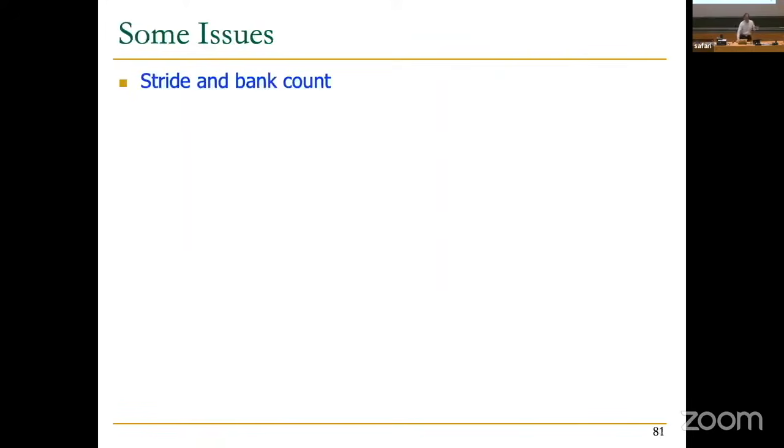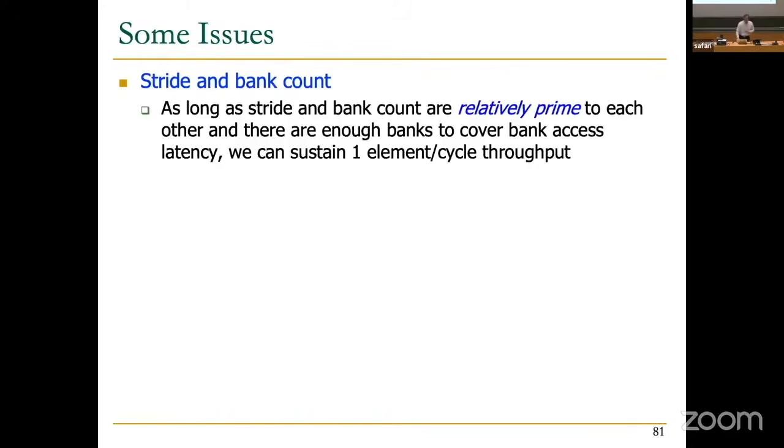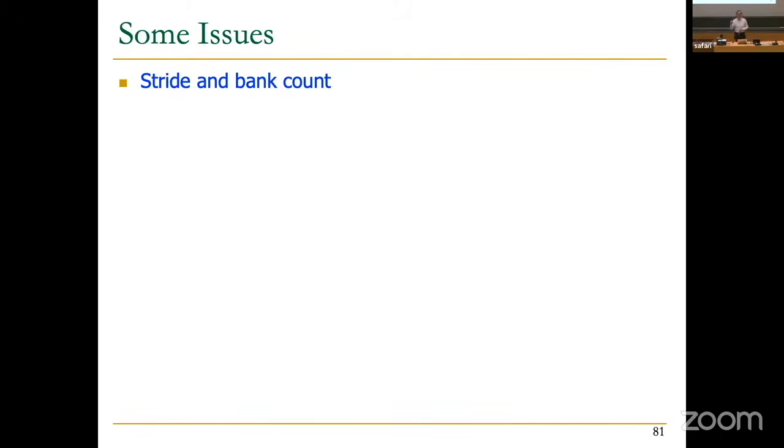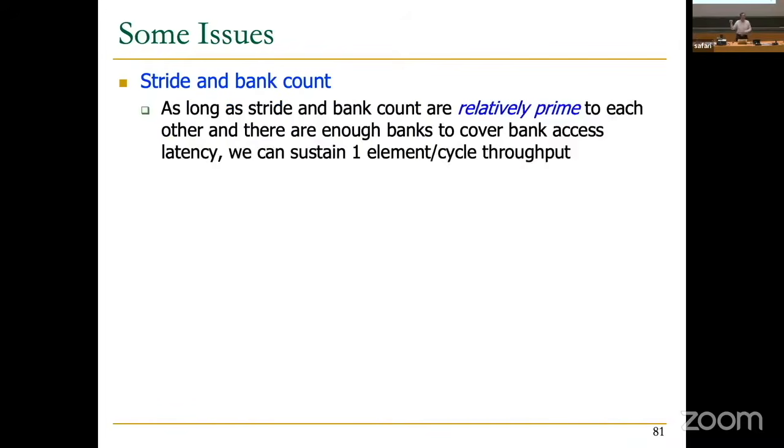So there are some other issues. Stride and bank count, let's revisit this. We've assumed stride 1, but as long as the stride and bank count are relatively prime to each other, such that they're not divisible with each other, and there are enough banks to cover the bank access latency, you can sustain one element per cycle throughput. This is the real generalization. You need your stride and bank count to be relatively prime. How do you make sure that happens? Good luck. Especially if you have 2 to the power of n number of banks, this is very difficult to achieve. If your banks can be a prime number, well, that becomes interesting, but then how do you do the address mapping with a prime number?